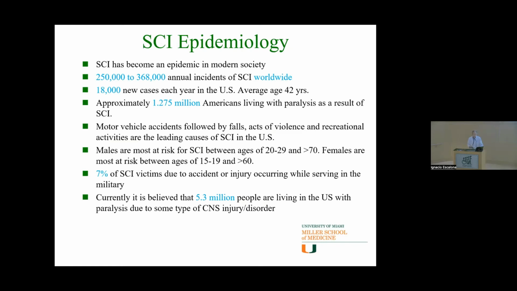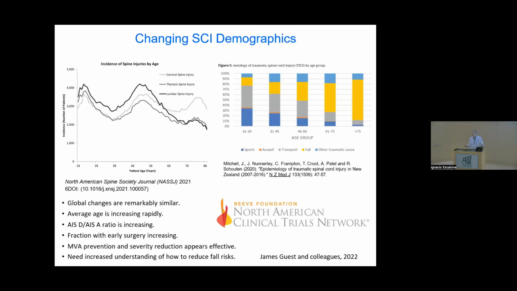So we got a whole separate pool of money for spinal cord injury, which is competitively given out throughout the United States. And currently there's over 5 million people living in the United States with paralysis due to a variety of reasons: stroke, traumatic brain injury, spinal cord injury.